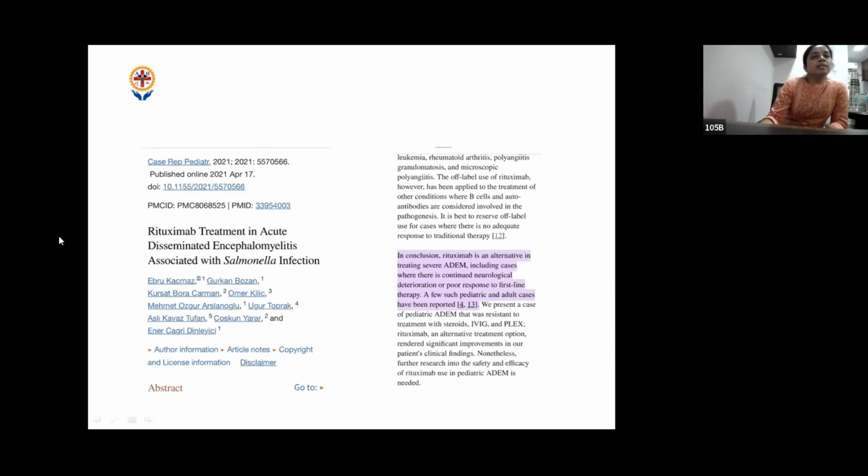So this is a case report showing ADEM in a 17-year-old female child following salmonella infection, and there is response to rituximab. After starting the child on rituximab, after the first dose, they were able to extubate the child from the ventilator, and by the end of the fourth dose, the child is totally normal.